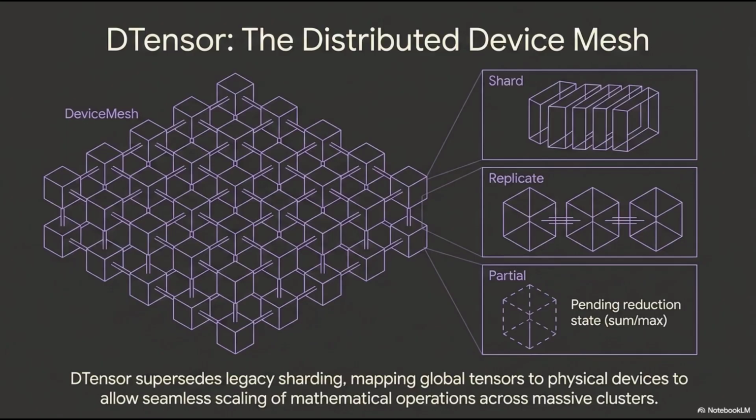Second, replication involves creating identical copies of a global tensor across multiple devices, enhancing data availability and parallel processing. And third, a partial tensor signifies a component of a global tensor that requires further aggregation, typically indicating a pending reduction state, such as a sum or maximum operation across the device mesh. By providing this sophisticated framework, D-Tensor fundamentally improves upon legacy sharding methodologies. It enables the precise mapping of global tensors to specific physical devices, ensuring seamless scalability of complex mathematical operations, especially crucial within today's massive computing clusters.